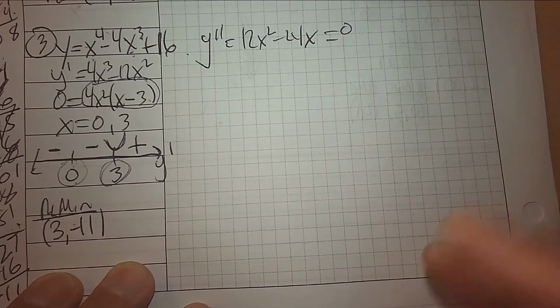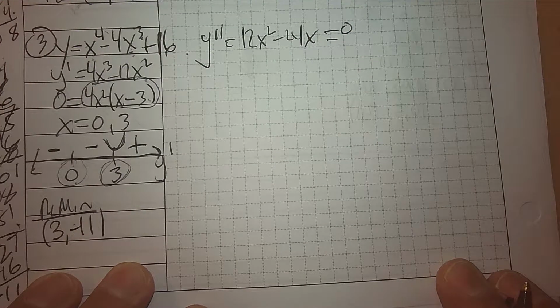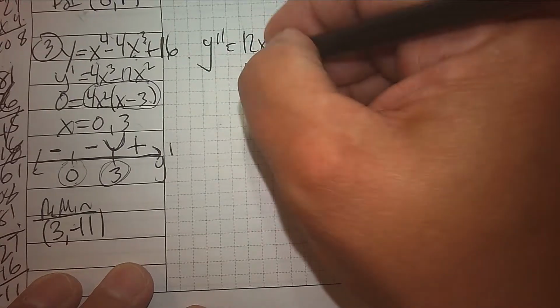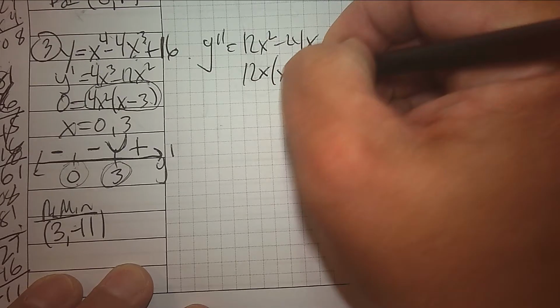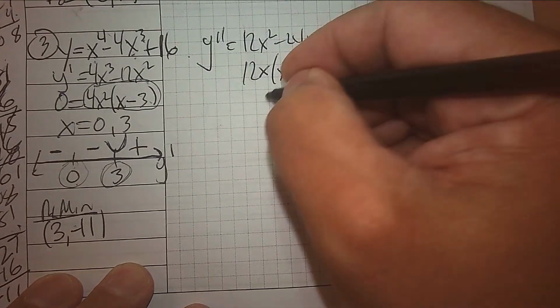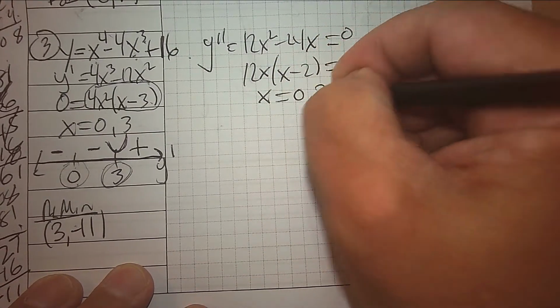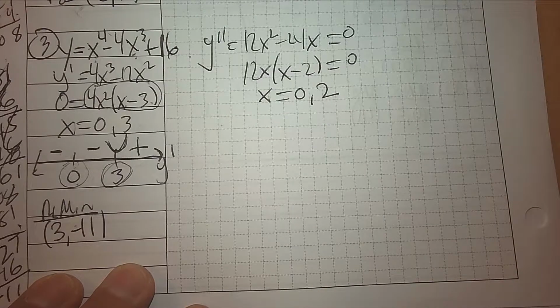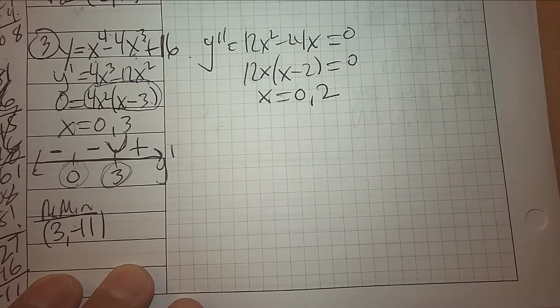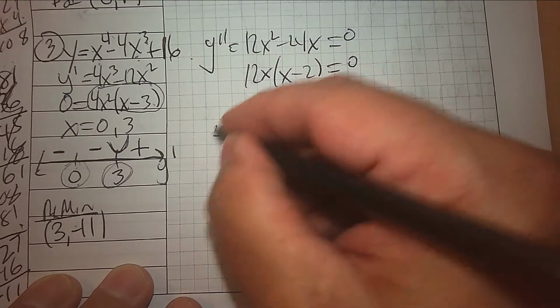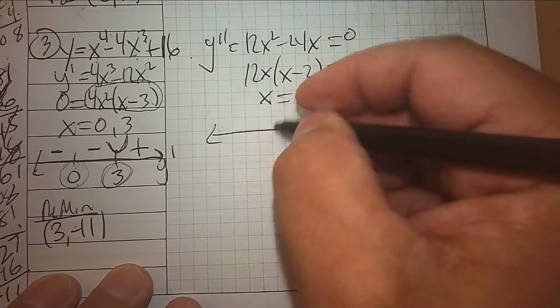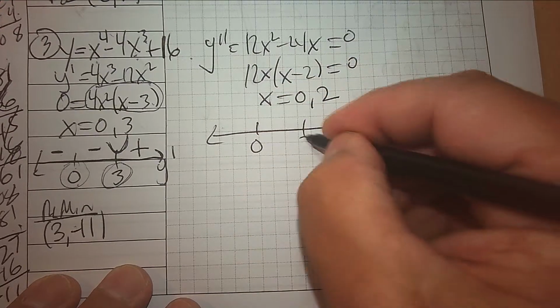Did you get 12x squared take away 24x? So when I factor out 12x, I'm left with x minus 2. I still get the answer 0 and 2. Did you get the answer 0 and 2? So those are critical numbers for concavity. So 0 and 2.